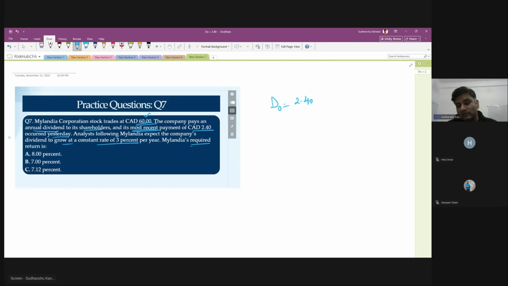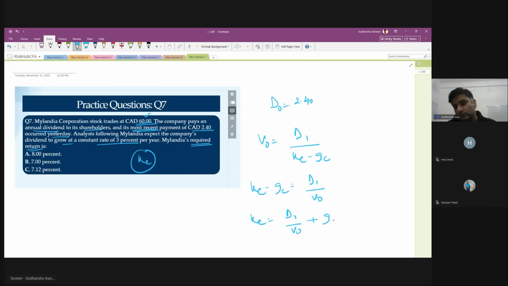Mylandia's required return. Okay, required return. You should know required return is KE. So very easy. Remember V naught is equal to D1 by KE minus GC. So they have told you to find KE. KE minus GC is equal to D1 by V naught. KE will be D1 by V naught plus GC. Right, so it is so easy. So KE is equal to, what is D1? D naught is 2.40, so D1 will be 2.40 into 1.03.